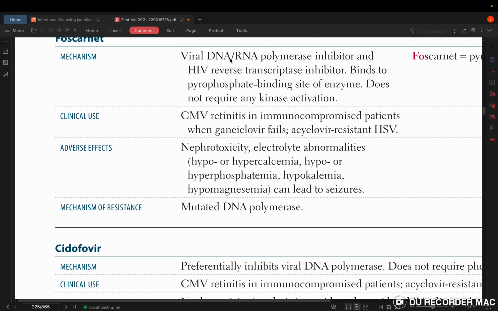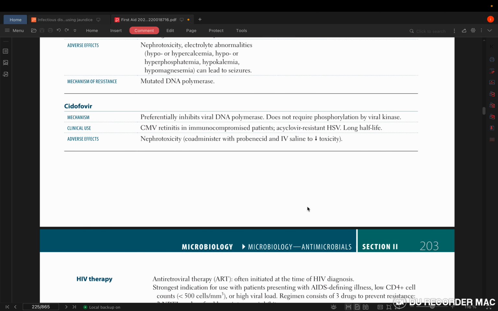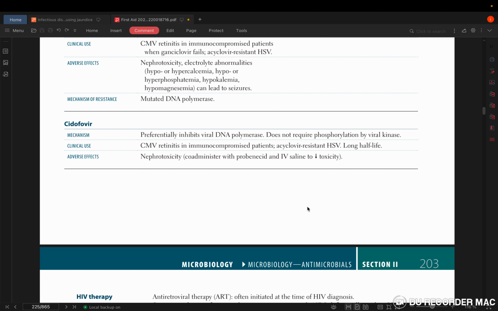So I told you that it works on the DNA polymerase. So if you mutate the DNA polymerase, it will not work. The last drug before the break is cidofovir. It inhibits the viral DNA polymerase, and it does not require phosphorylation by viral kinase. The same idea, highly toxic because it does not need a viral kinase, so it will work in all cells. So we also use it for CMV retinitis in an immunocompromised patient, and also for acyclovir-resistant HSV.